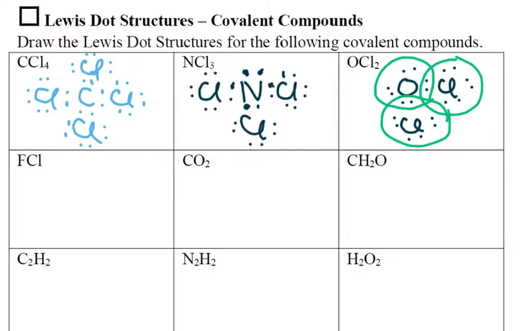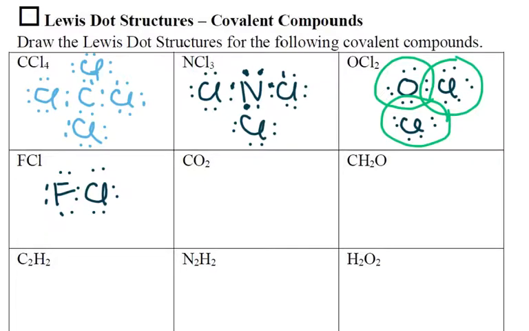Okay, F and Cl. F has 7 valence electrons, and chlorine has 7 valence electrons. Chlorine: 1, 2, 3, 4, 5, 6, 7. Fluorine: 1, 2, 3, 4, 5, 6, 7. And we can see everybody has an octet. So again, if we gave everybody an octet, then that would have worked.